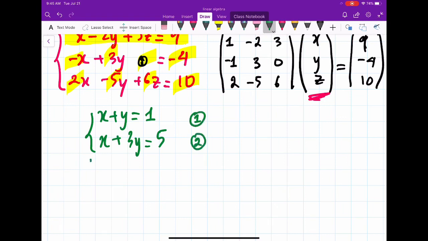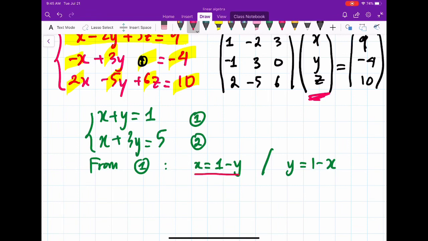Okay, and from 1, I have x equal to 1 minus y. Or you might write y equal to 1 minus x. That is your choice. So you may express x via y or y via x. And then you plug this into the second one. So we just substitute, right? That's why sometimes this method is called substitution.